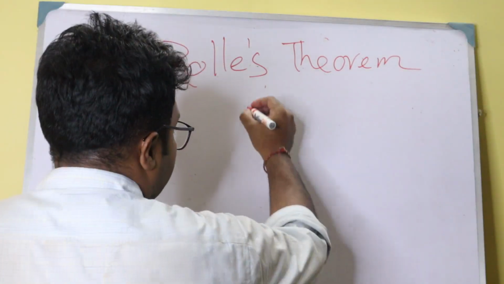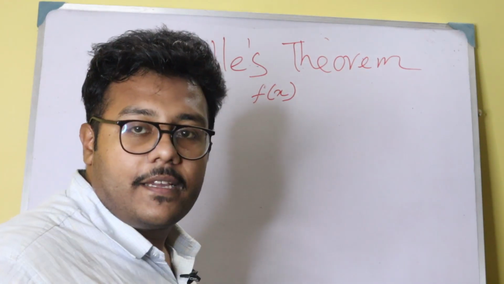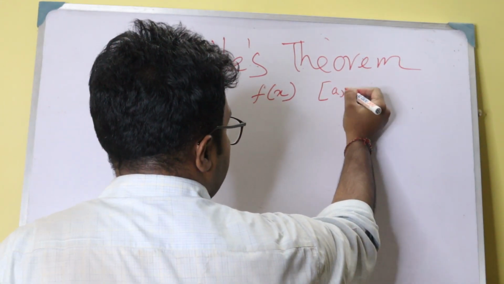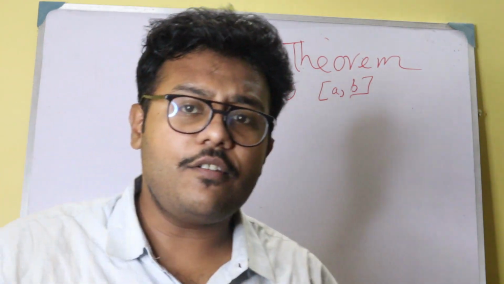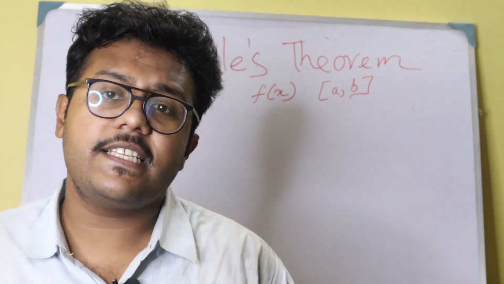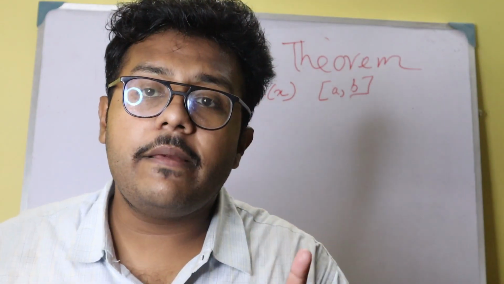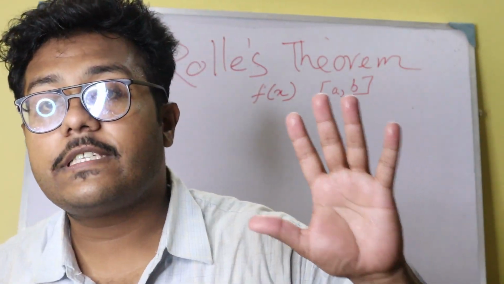Now suppose we are given a function f of x, which is defined within this closed interval ab. Now according to the extreme value theorem, if a function is defined within a closed interval ab, then the function will attain at least one minimum and maximum value within that closed interval.